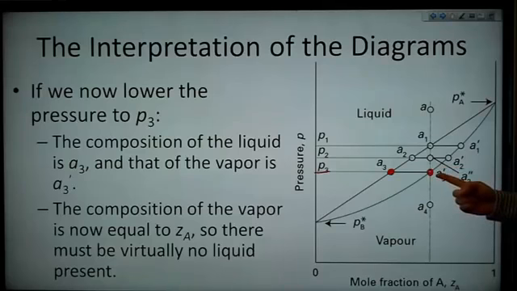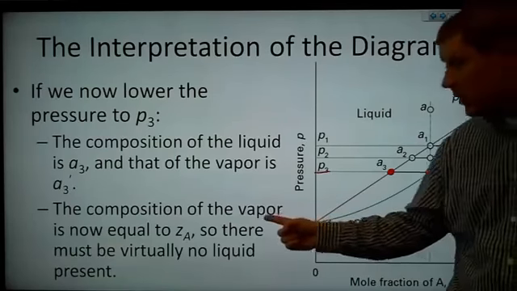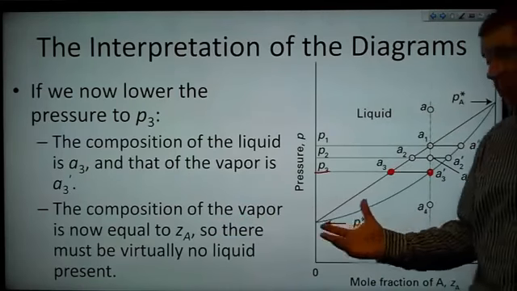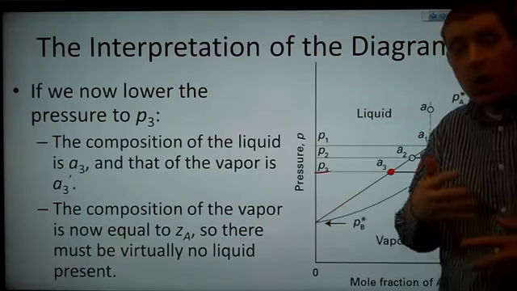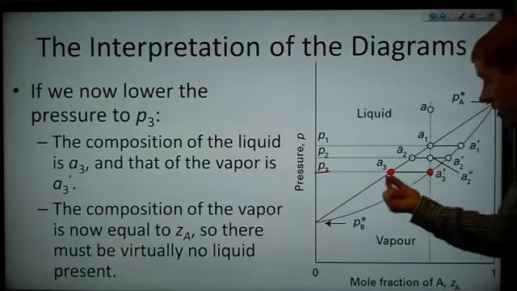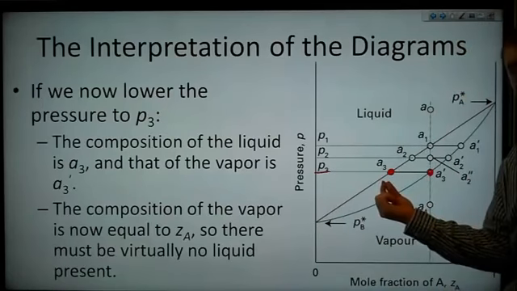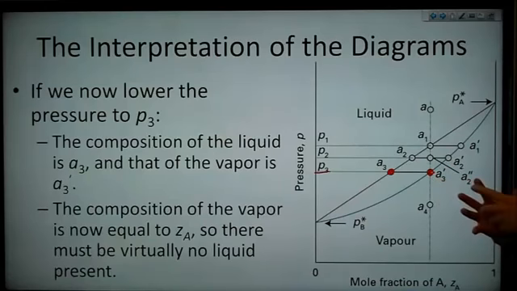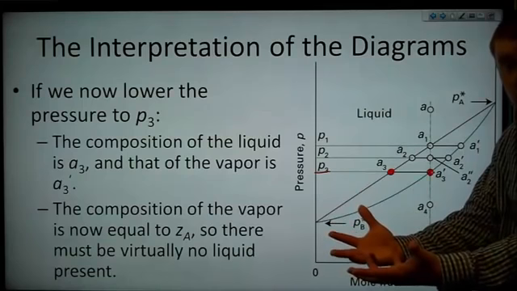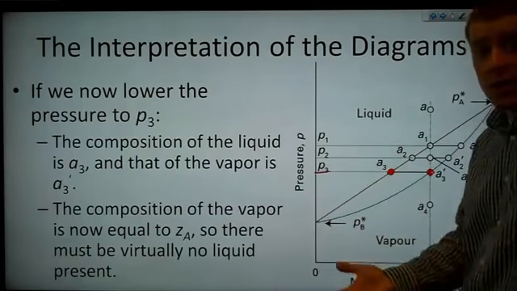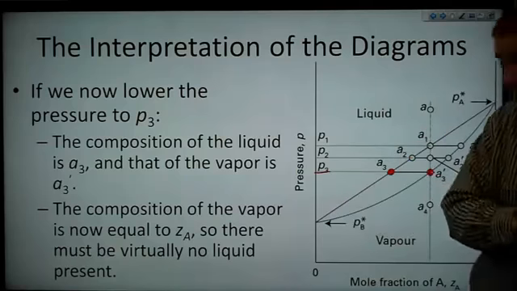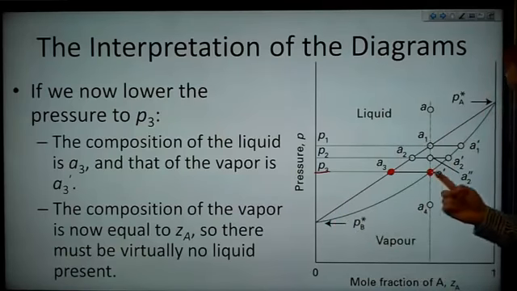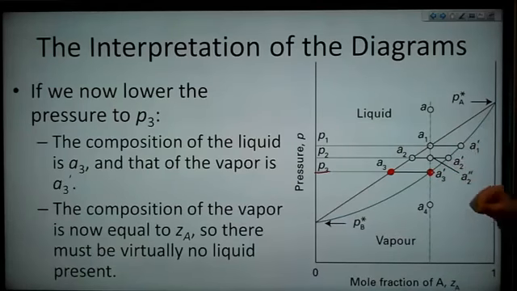Note that now the composition of the vapor is equal to ZA, which means that there must be virtually no liquid present. We've basically boiled all of our liquid. So yes, we've enriched our liquid in B, but we've returned our vapor phase back to the total composition, which means pretty much all of it is in the gas phase. So we've basically just boiled everything. Everything that was in the liquid phase is now in the gas phase, right? And now we've actually reached down here our blue curve. Point A3 prime is on that blue curve. So we're on that curve.